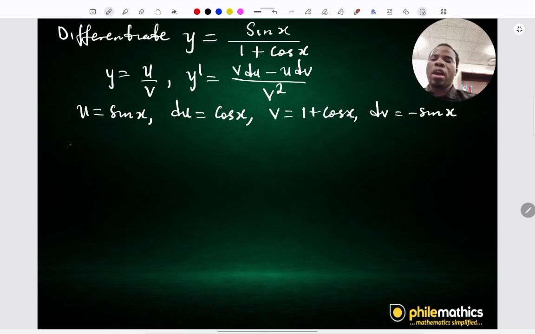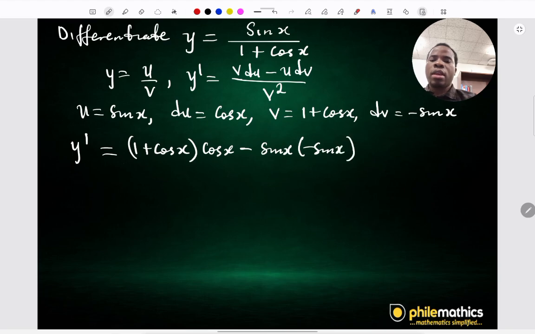And so we'll have our y prime, which is the same as 1 plus cos x multiplying du, which is cos x, minus u dv. Our u is sine x multiplying dv, which is minus sine x. And our denominator is simply 1 plus cos x all squared.